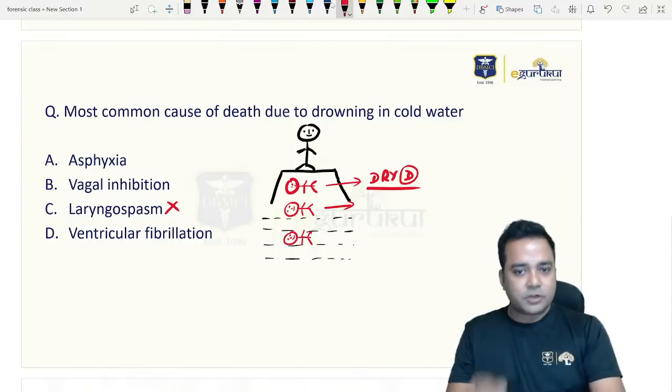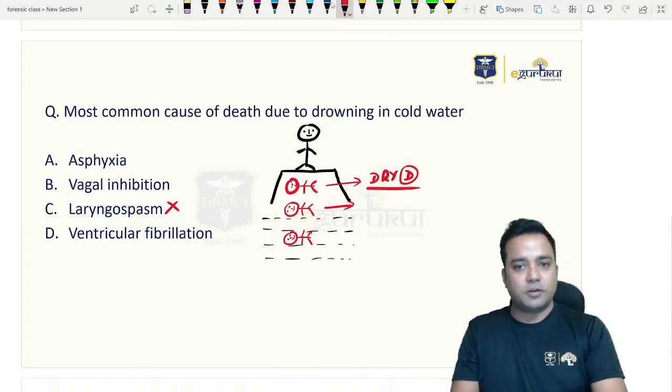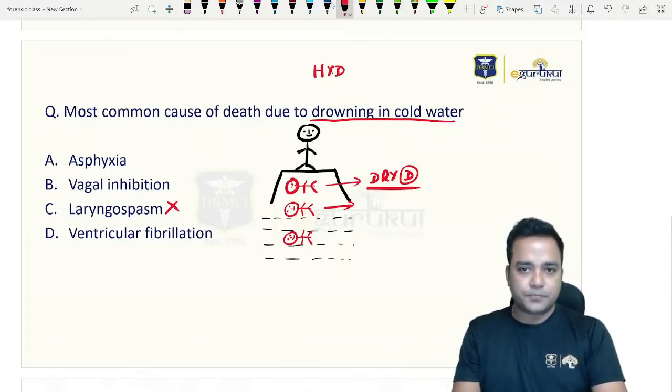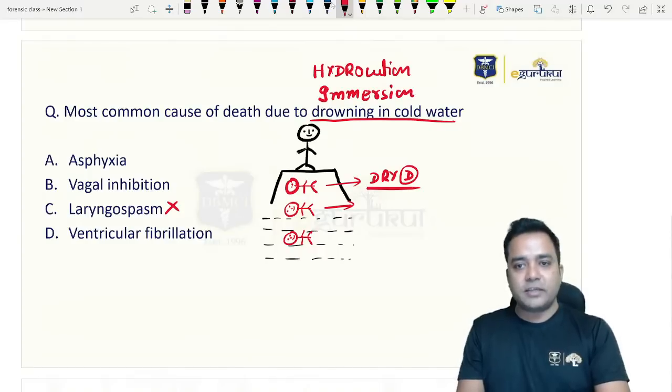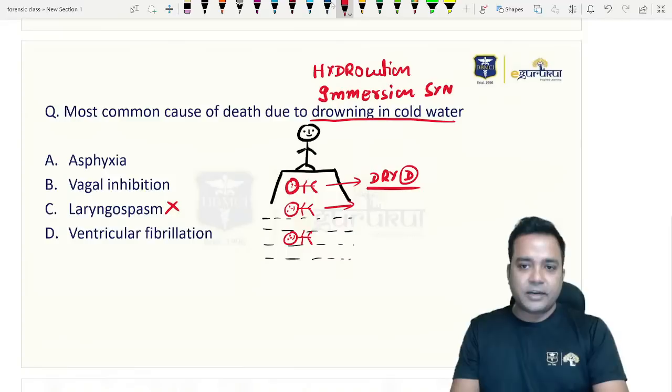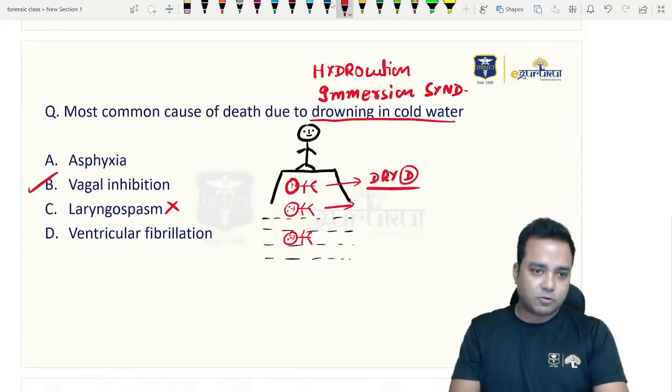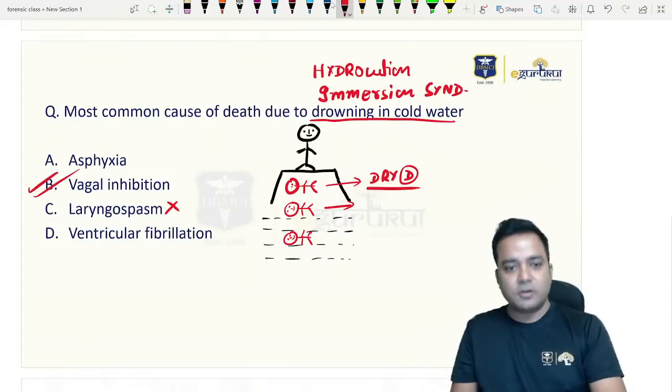What is this scenario? Where the person has made contact with the cold water. This drowning in cold water is also called hydrocution or immersion syndrome. We have read this. And what is the cause of death here? This cold water stimulates the vagal nerve endings. And yes, the answer goes with vagal inhibition, or we say vagal shock.